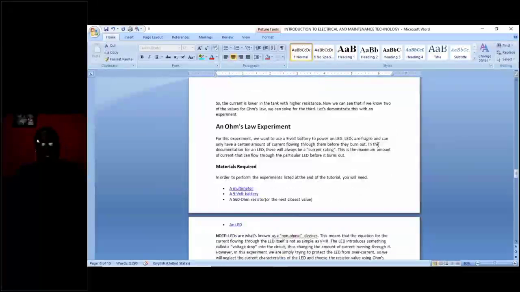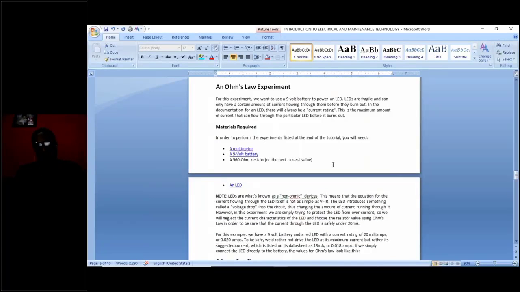So we now said we want to use a 9-volt battery to power an LED. So I will say that LEDs are fragile, and once it exceeds the normal amount of current that should pass through it, it destroys the LED. So in the combination of an LED, there will always be a current rating. There's always a maximum current rating for that LED to not burn out. You understand? So this is the maximum amount of current that can flow through that particular LED before it burns out.